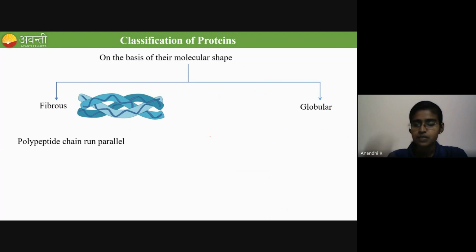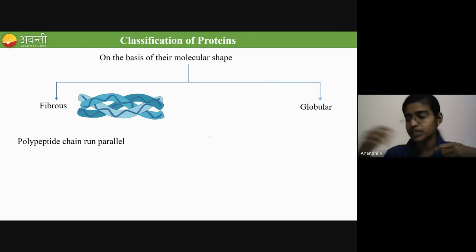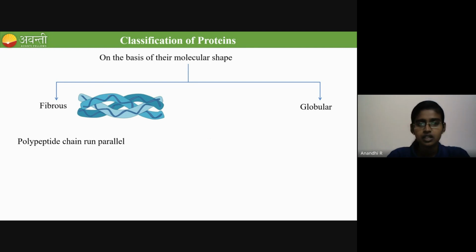In fibrous protein, you can see the polypeptide chains running parallel to each other. You see here, this is one polypeptide chain, and this is the other polypeptide chain, which are made up of amino acids, and they are running parallel to each other. The structure doesn't seem like a parallel thing. It is not parallel in this way, but still it is parallel only. Okay. So they just slightly bend.